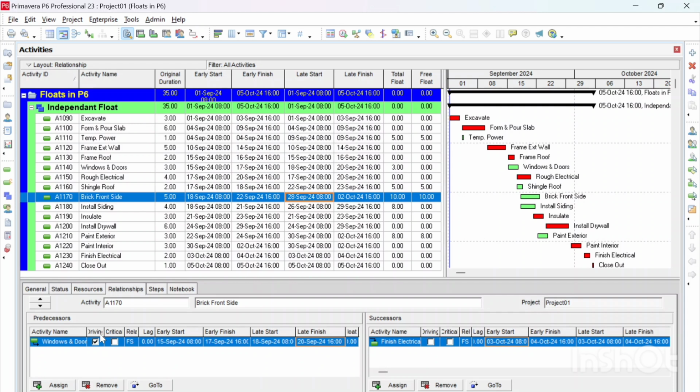I hope you understand the meaning and how to work with float in Primavera. It's very important to know the float, which activity it belongs to, and what type of float you are dealing with. It will affect your schedule.